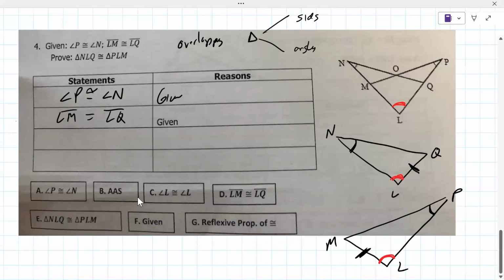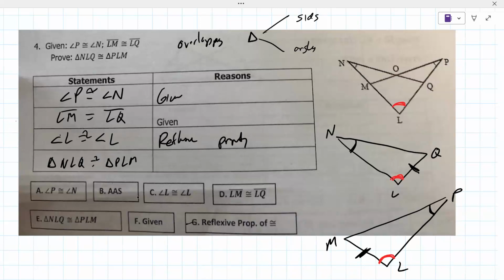Oh, actually, your teacher doesn't do that. Never mind. It's listed there. Well, that's not right, but that's okay. That's the reflexive property. That's fine. All right, and then your proof statement is triangle NLQ congruent to triangle PLM.